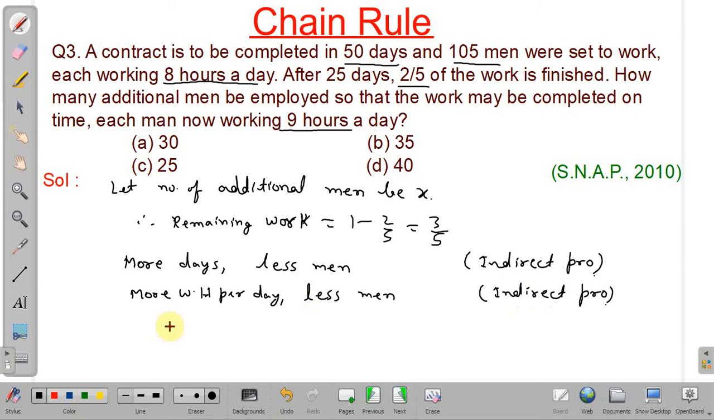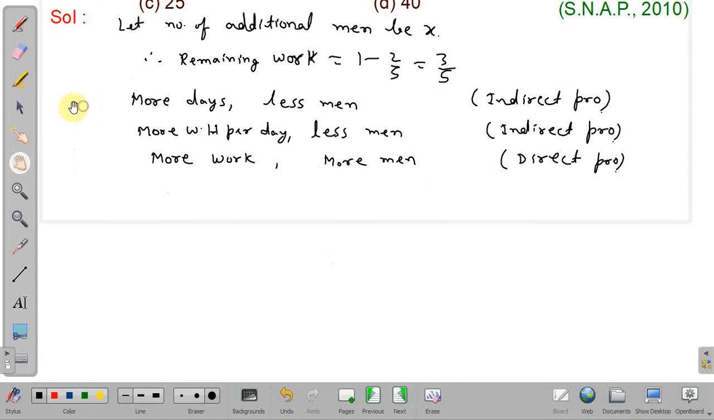Next one is more work, because 3 by 5th of the work is remaining. So more work and more men will be required. So it is direct proportion. Now we will write the relation in terms of proportion. See, it will vary with respect to number of days, working hours, and work.